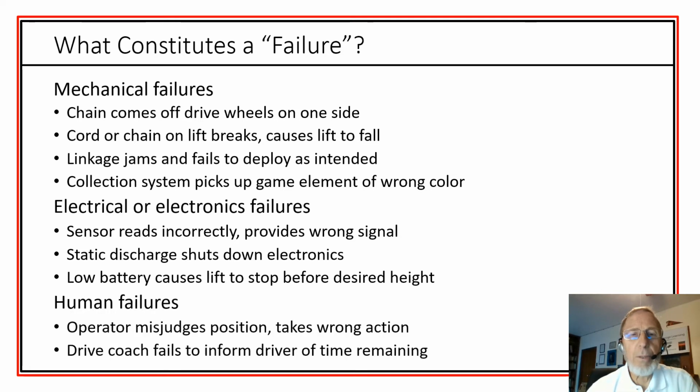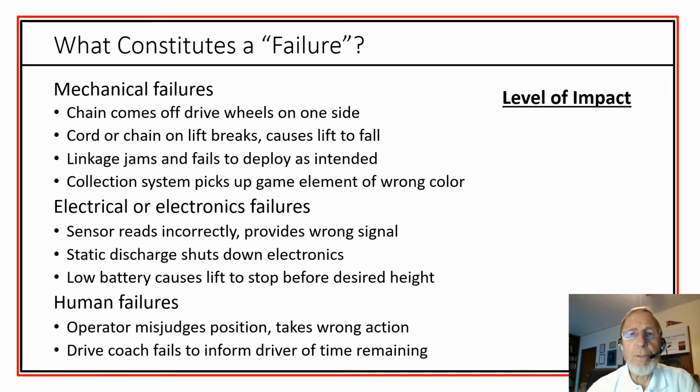There are also failures that are human failures. Perhaps the operator misjudges something. Because of that misjudgment, takes the wrong action. That's a failure. It could be the drive coach who's informing the driver of what to do and fails to inform the driver about something that is very important for what the driver is to do. That's a failure. You can see many different things can be considered a failure. It can have an impact on our performance. So therefore, we'll be considering a wide range of things as failures today.